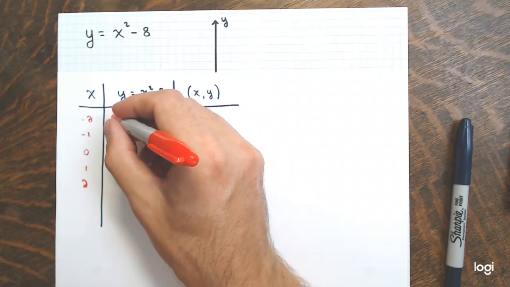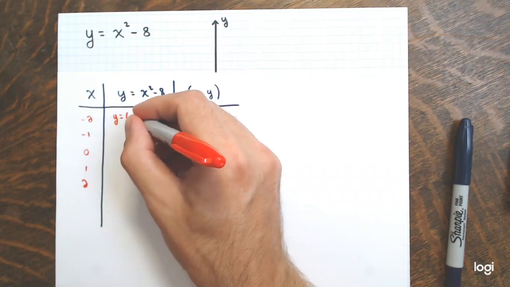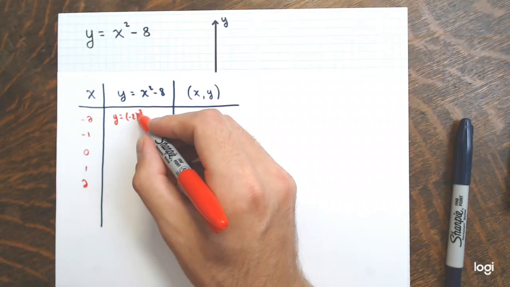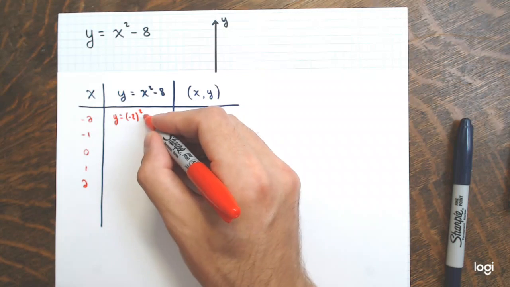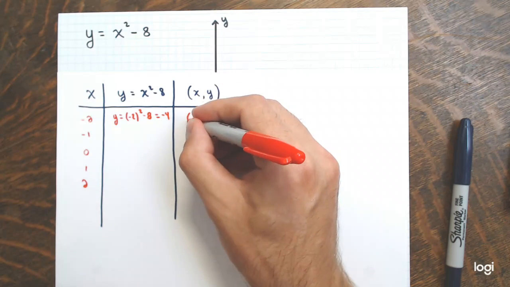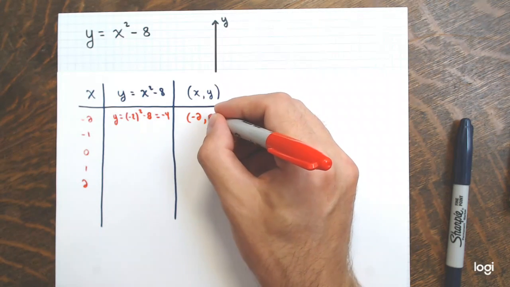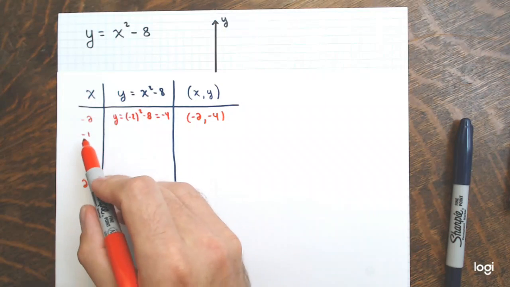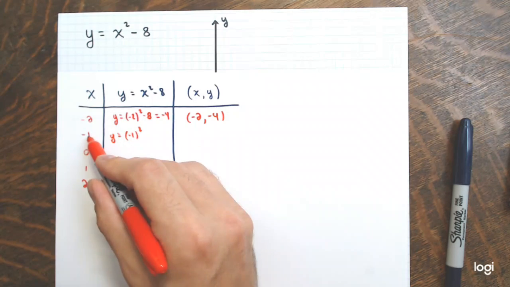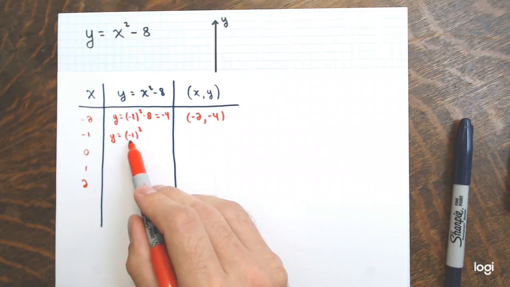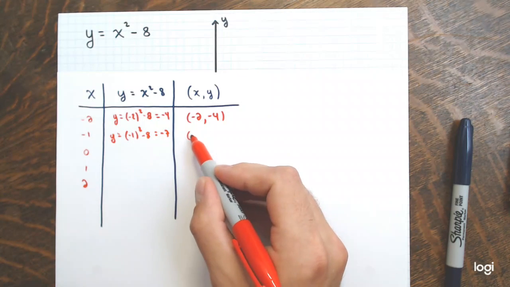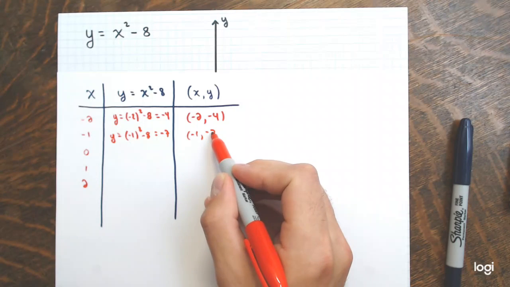Alright, so when x is negative 2, now remember, this is x squared, so you're squaring the negative 2. That's negative 2 times negative 2. That's positive 4 minus 8 would be negative 4. So you have ordered pair x coordinate negative 2, y coordinate negative 4. Again, you're squaring what x is, and x is negative 1. So negative 1 squared is negative 1 times negative 1. That's positive 1 minus 8 will be negative 7. So negative 1 for the x, negative 7 for the y.